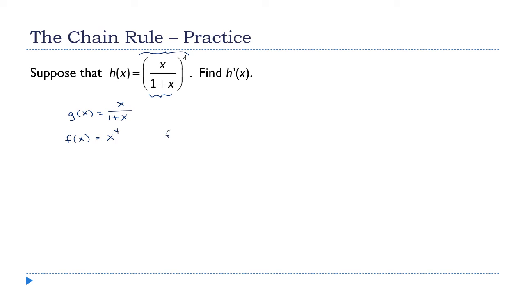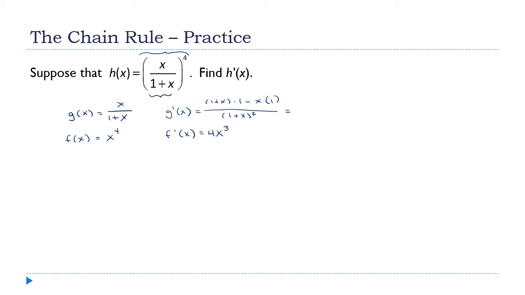So what are my derivatives? Well, I'm going to be lazy. F prime is the easy one, right? F prime of x is 4x to the third. And for g prime, I have to use the quotient rule. That's going to be the bottom, 1 plus x, times the derivative of the top, the derivative of x is 1, minus the top times the derivative of the bottom, which is also 1, over (1 plus x) squared.